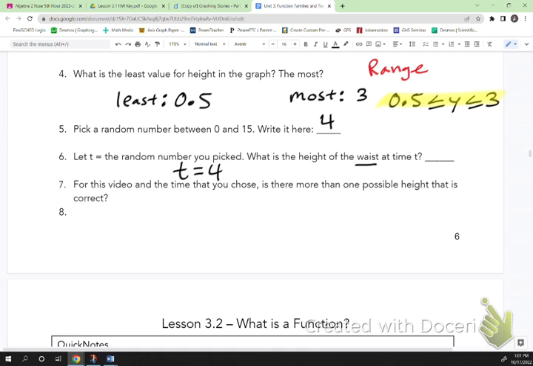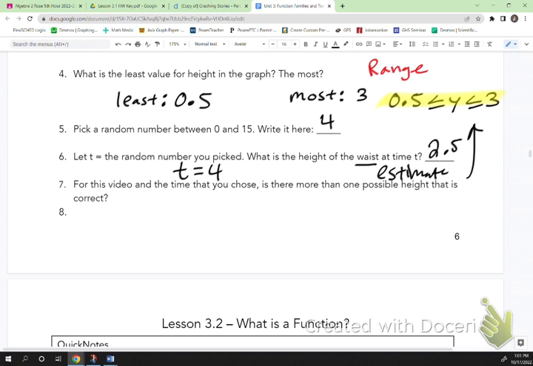That's going to be like 2.5. 2.5? You're estimating from your graph? Maybe. That's fine. Estimate using your graph. Again, we are picking a number that's not listed in the table. So again, we can use any values between 0 and 15 for a time value. For this video and the time you chose, is there more than one possible height? That is correct.